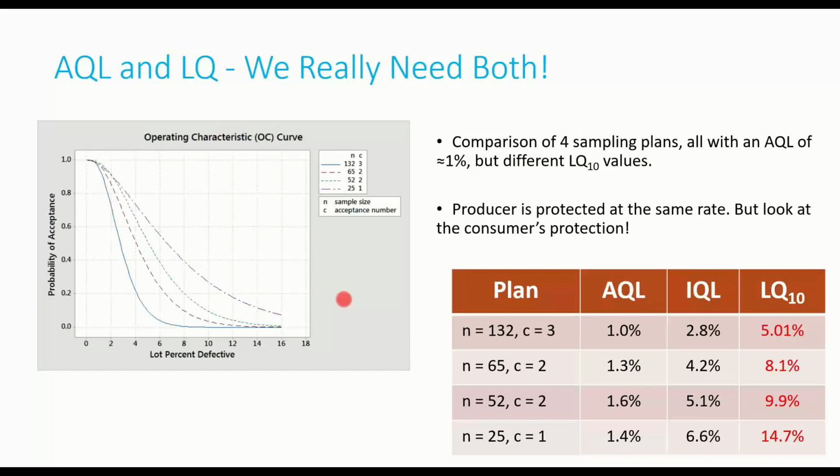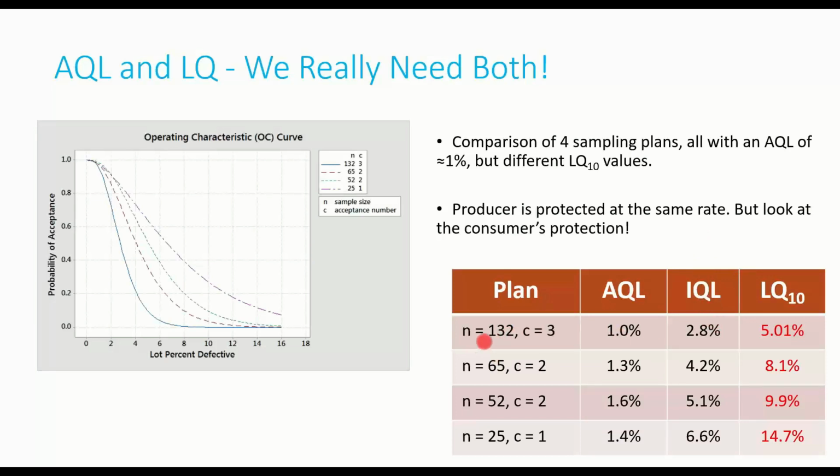Okay. So remember, AQL is that producer's risk of wrongly rejecting a good lot, and that LQ is the consumer's risk of wrongly accepting a bad lot. And this IQL here is a difference, it's called the indifference quality limit, where a lot has an equal chance of being accepted or rejected. That's that 50-50 area. And this is what we call the sampling plan's blind spot right here.